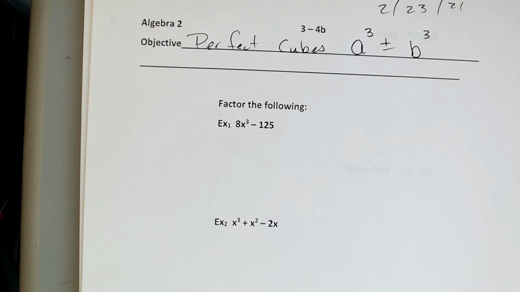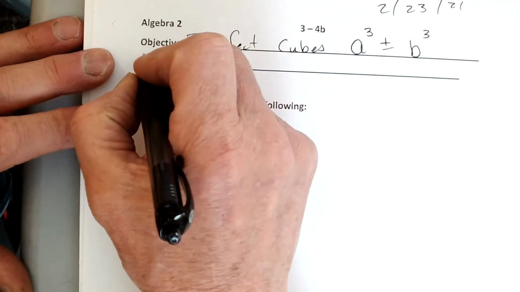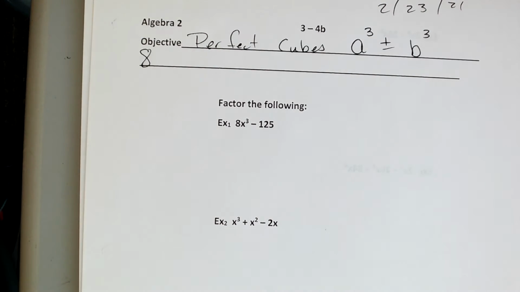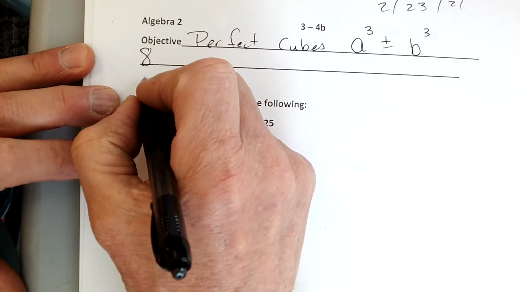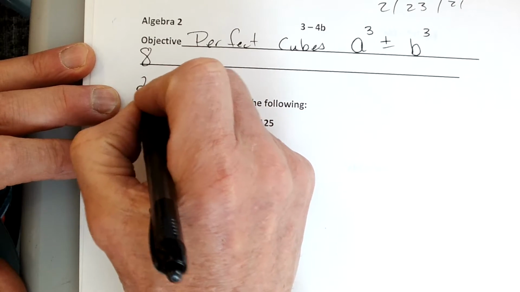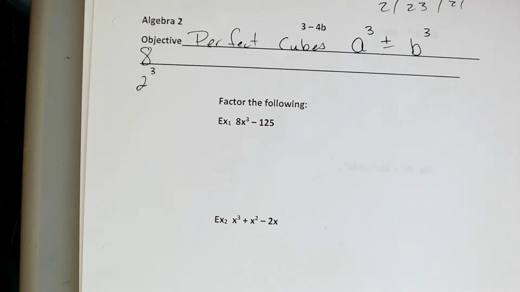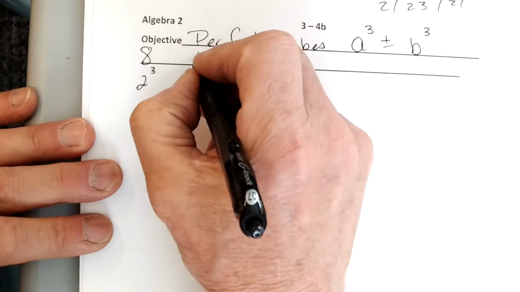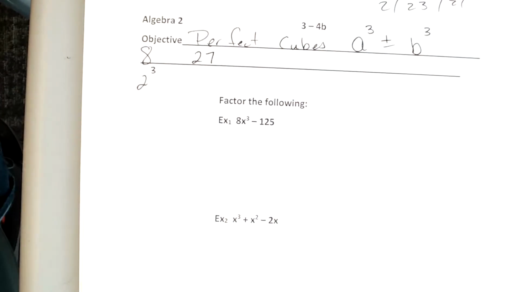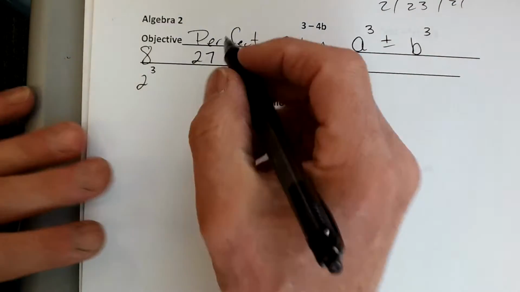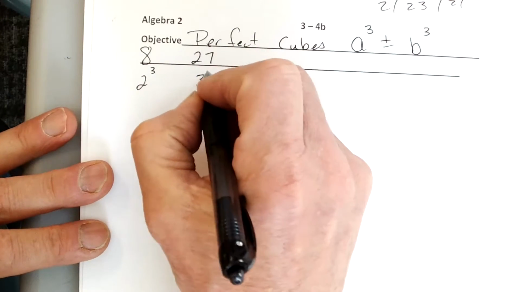Perfect cubes. What the heck is a cube? Well, this is a cube. 8 is a perfect cube because it is 2 times 2 times 2, or it's the same thing as 2 cubed, okay? Does that make sense? It's a perfect cube. 27 is a perfect cube because it's 3 times 3 times 3.